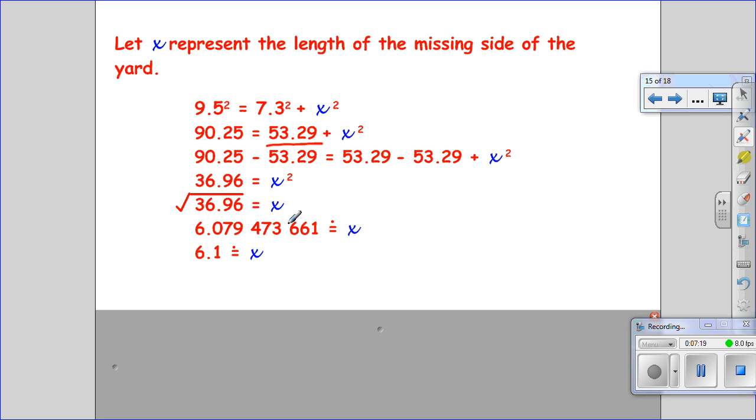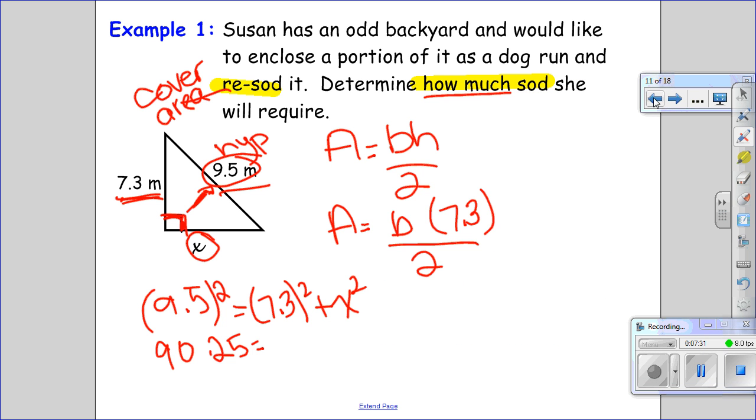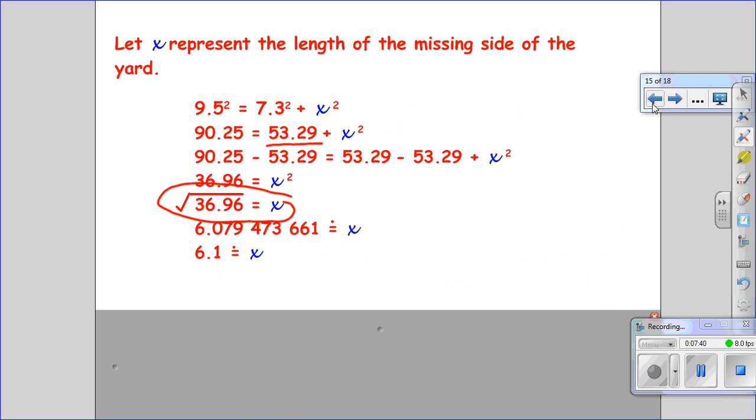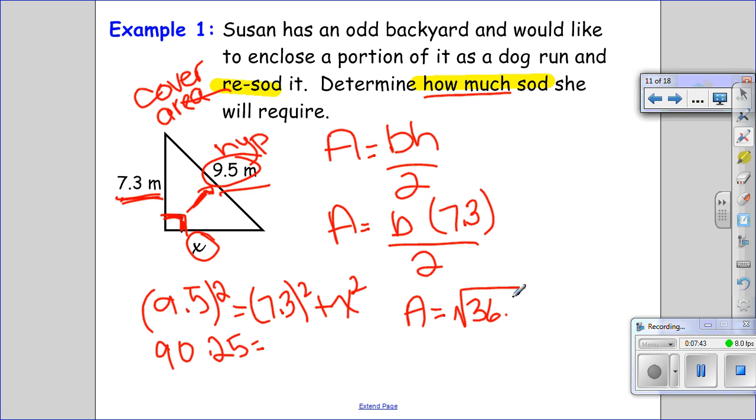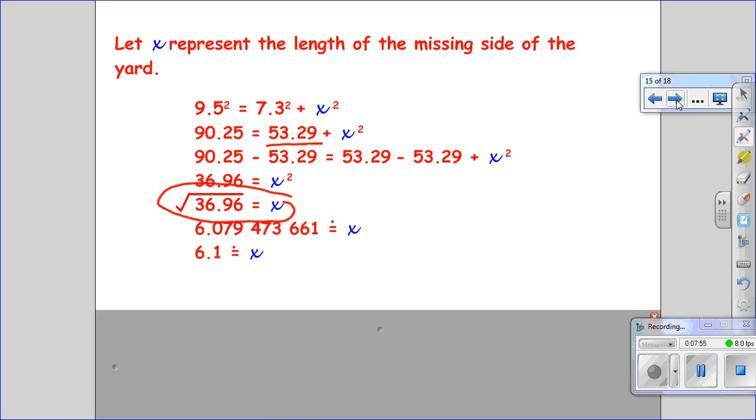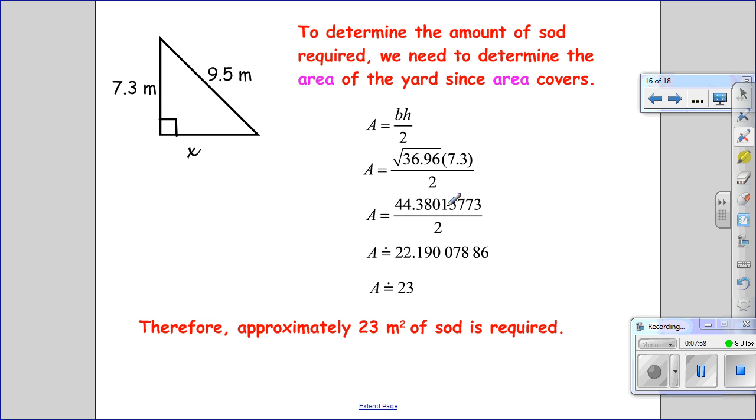However, when I'm actually using this calculation for my area, I want to go back and use that value. Okay, so x was just the missing side of my triangle, wasn't it? And if I go back to where I started here, area, the base was root 36.96 times the height, which is 7.3, divided by 2. Okay, so I'm just going to substitute that number in with the square root sign so I use an exact value when I calculate on my calculator. And then I get 44.3801. Sorry, I forgot the dot there.